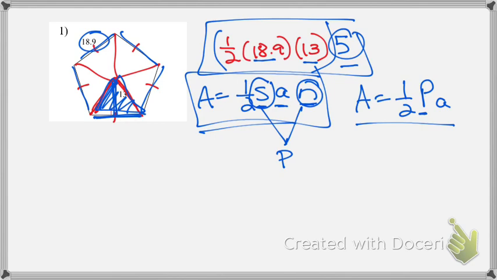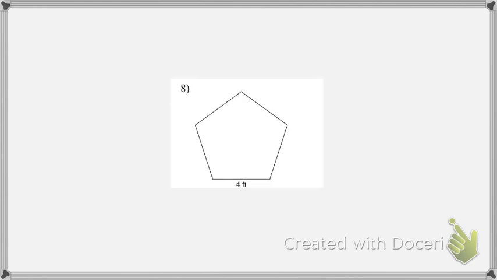Now that'll work for the first 6, 7, or 8 problems. Then when you get to the last 4, you're missing the height or the apothem. So let me show you what to do for that. So for these ones, this is number 8. You can see you're missing the apothem, that height that you need. So to start with, just draw one triangle.